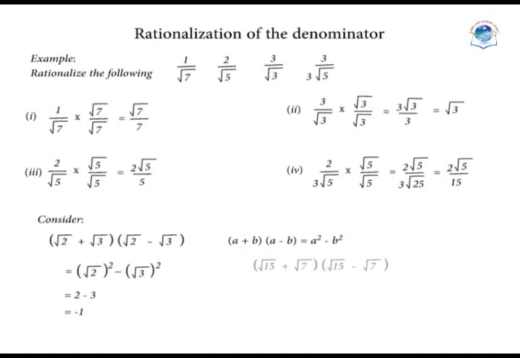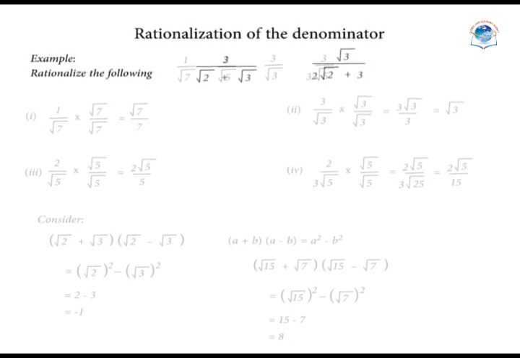Equally, if we had root 15 plus root 7 times root 15 minus root 7, we shall have root 15 squared minus root 7 squared. That will give us 15 minus 7, giving us 8. Surds whose product is rational are called pairs of conjugate surds, as above. In order to rationalize surds with denominators of more than one term, we multiply both the denominators and numerators by the conjugates of the denominators.